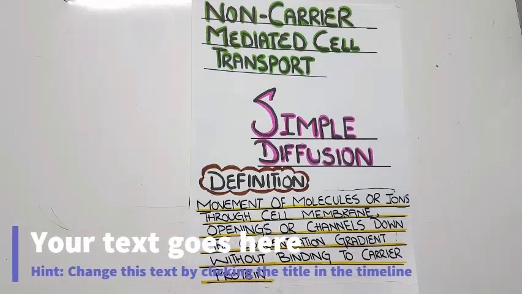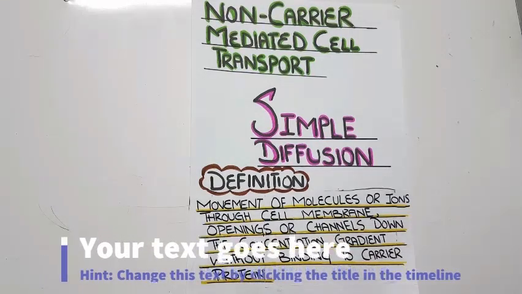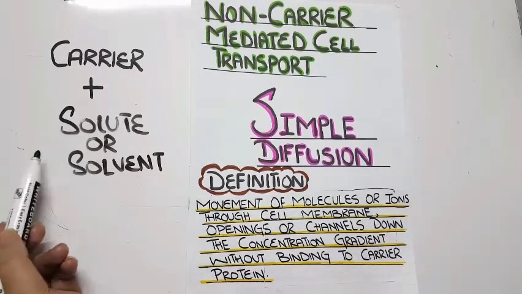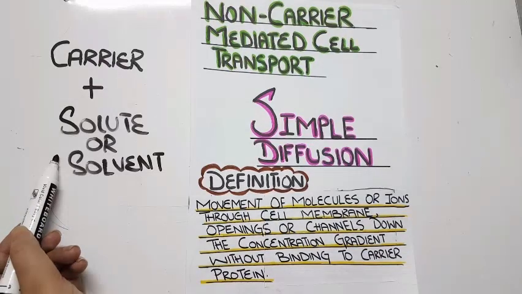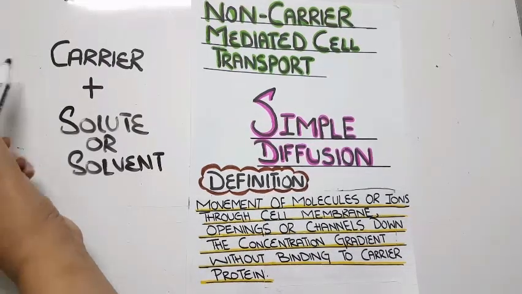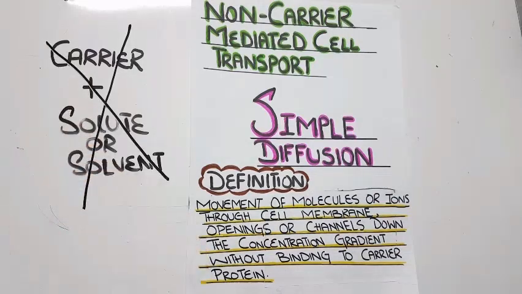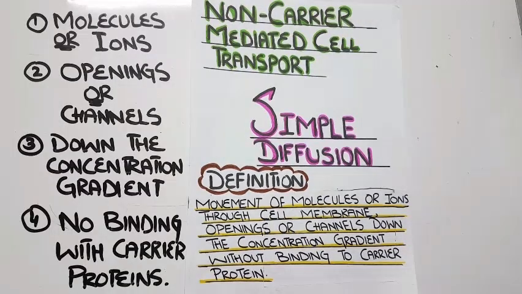Non-carrier mediated cell transport. These are the types of transport processes in which the molecules to be transported across the cell membrane do not require binding with a carrier protein in order to be transported across the cell membrane.